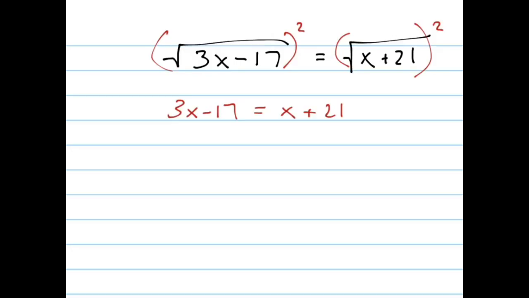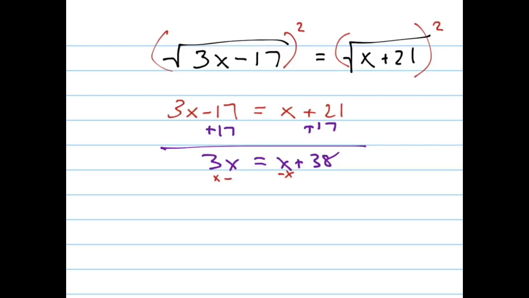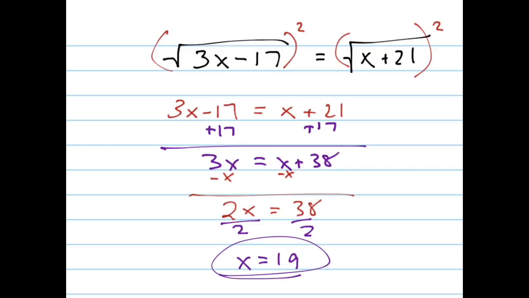Somebody give me a next step. Add 17 to both sides. We got 3x equals x plus 38. Next step. Subtract x. Gives us 2x equals 38. Last step, Liz. Divide by 2 gives us x equals 19. And again, we can check by plugging it back in for x.